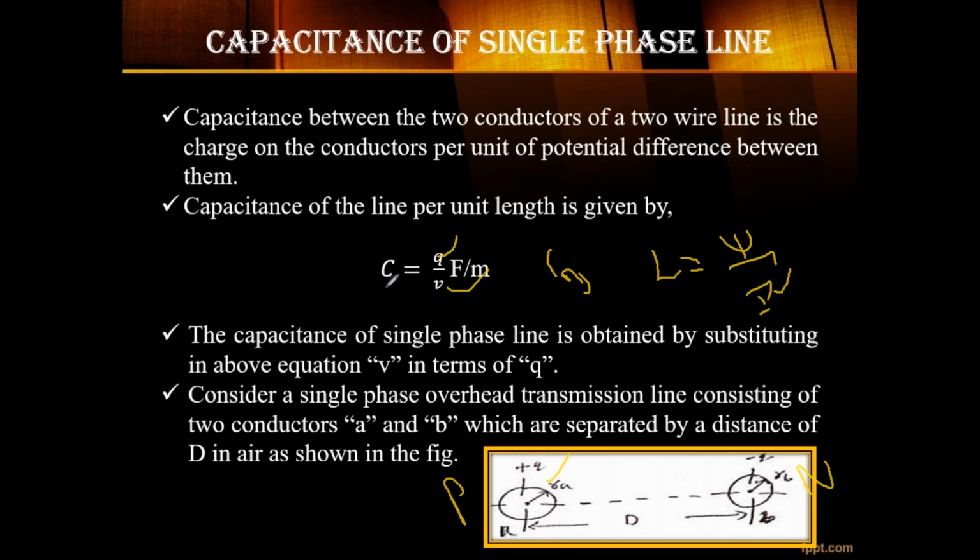Now, consider a single phase overhead transmission line consisting of two conductors A and B, where A is called the phase conductor and B is called the neutral conductor, separated by a distance d in air as shown below. Because there is an air gap between these two conductors, the permittivity of air will be acting here. Now you will see what happens when we substitute the V value in this equation in terms of Q.